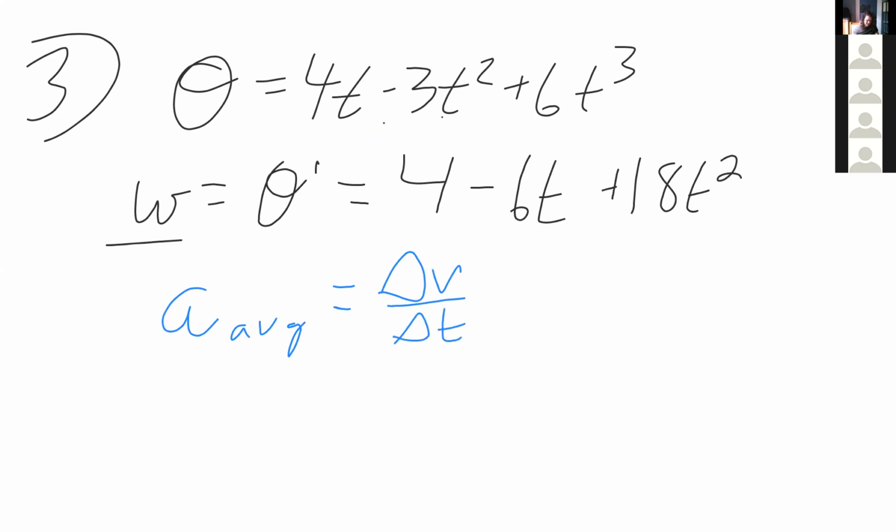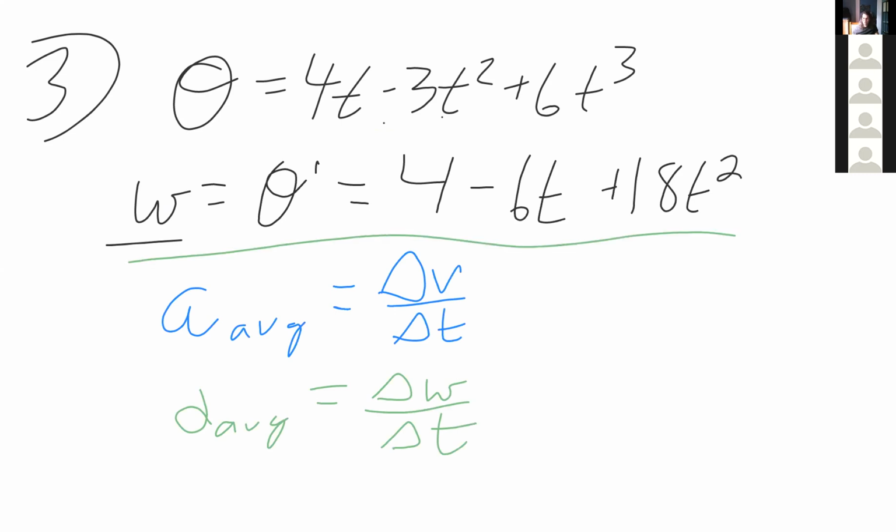So if I want to find an average angular acceleration alpha, then instead of delta v, I'll do delta omega over delta t. And I have my omega function here. So when I go to do delta omega, which is just omega final minus omega initial over t final minus t initial, I just evaluate the function at the 2 times that are given, and then I can find the average angular acceleration.